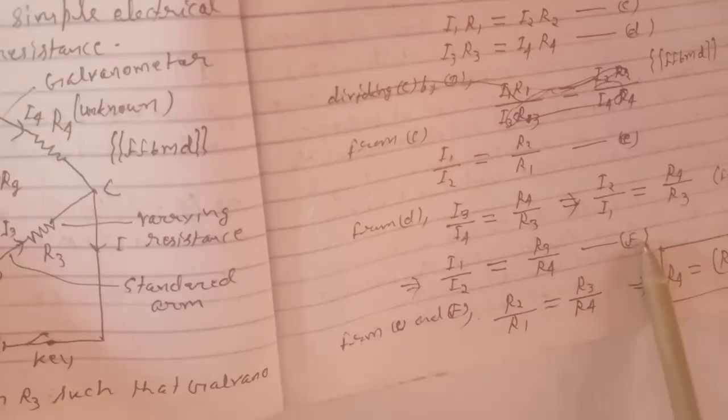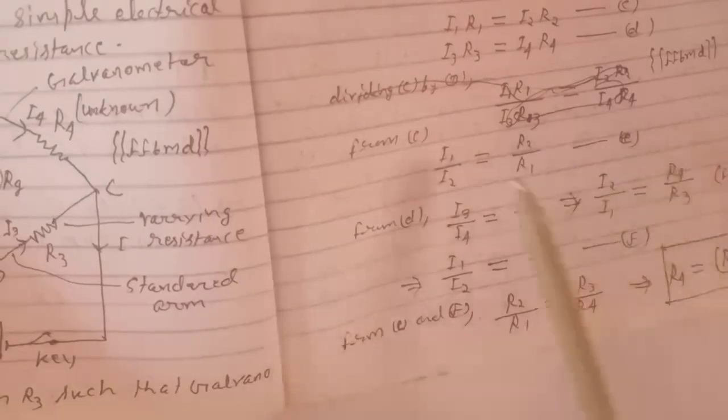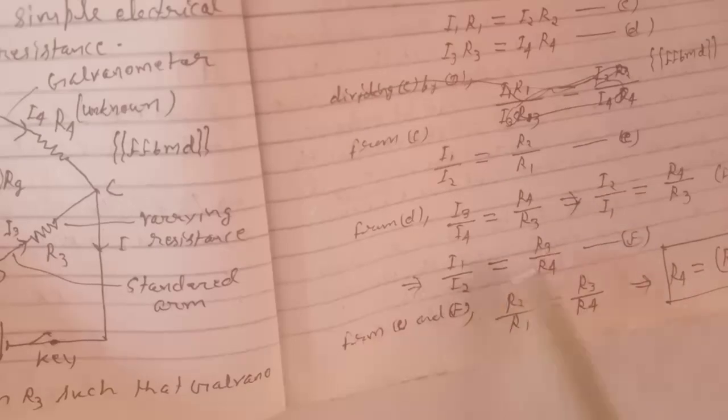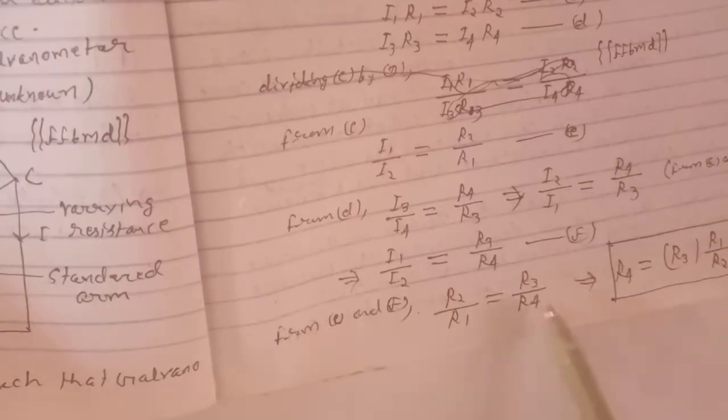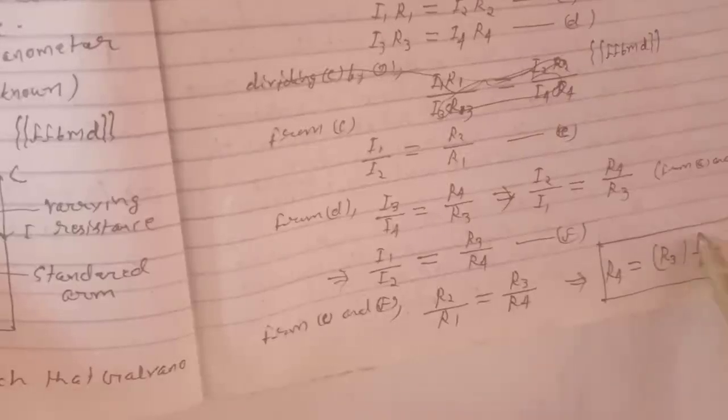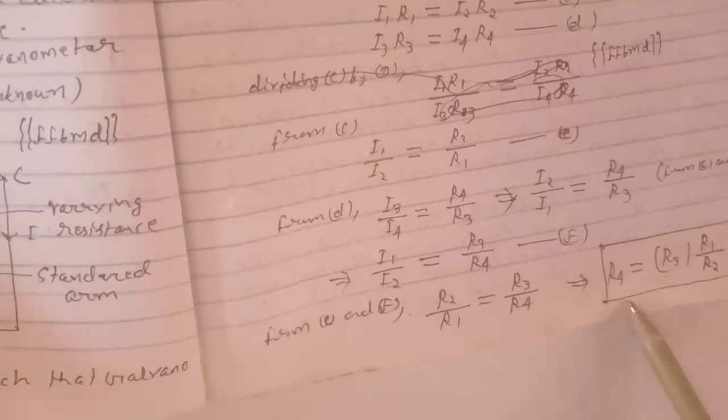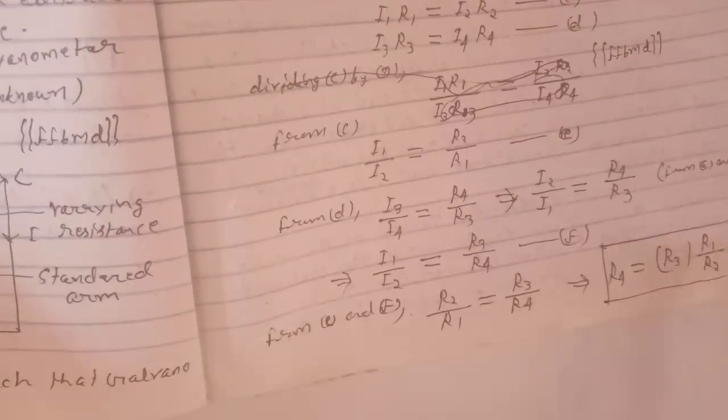This is equation F. Now from E and F, I1 by I2 is R2 by R1, and I1 by I2 is R3 by R4. So from E and F we get R2 by R1 equal to R3 by R4. So R4 will be R3 into R1 by R2. Now R3 is known, R1 is known, R2 is known, and R4 is unknown, we can calculate this value.